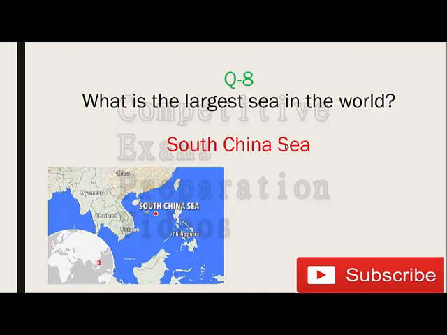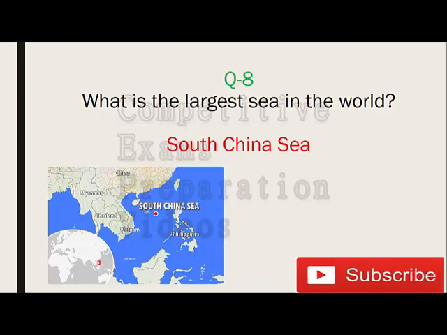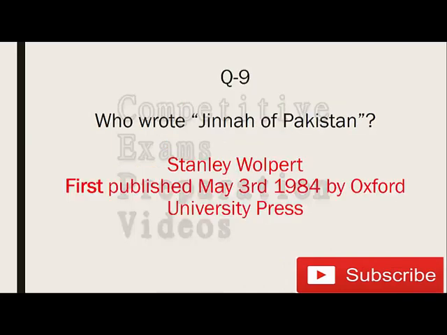What is the largest sea in the world? The candidate must be vigilant while attempting this question. He didn't ask about the largest ocean. He is asking about the largest sea. So the South China Sea is the largest sea in the world. There are a lot of seas in the world, for example South China Sea, Yellow Sea, Aral Sea, Caspian Sea, and so on. When we talk about the largest ocean, that is the Pacific Ocean, and when we talk about the largest sea, that is the South China Sea.